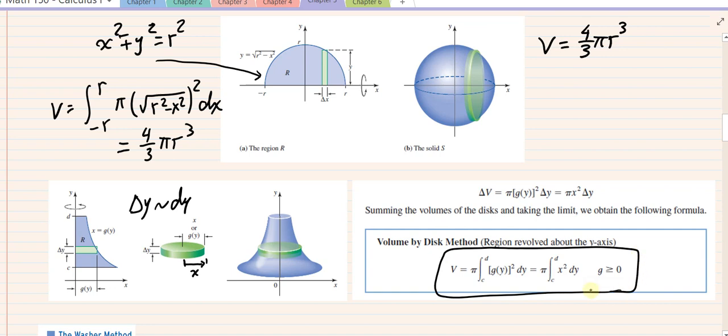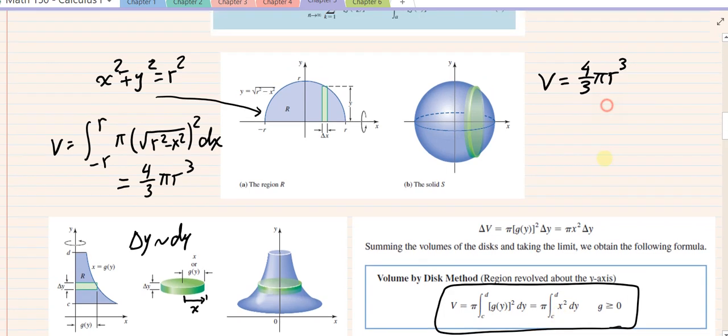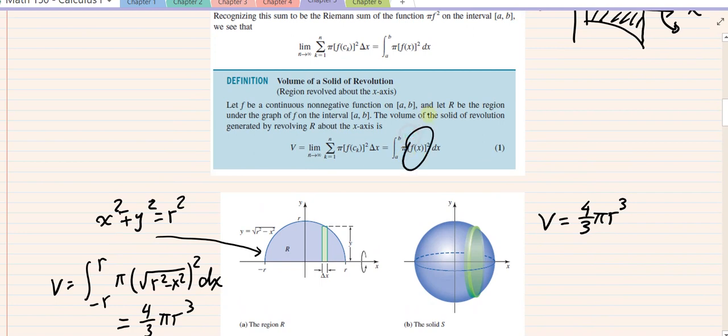The adjustment is that the limits of integration now are on the y-axis. True, so they go from c to d. And of course the radius now, instead of y, is now x squared. Look at the radius here before. The radius, remember, f of x means y. True. So with rotation with respect to the x-axis, this integrand becomes like pi x squared dx.